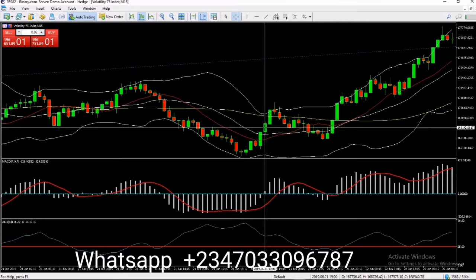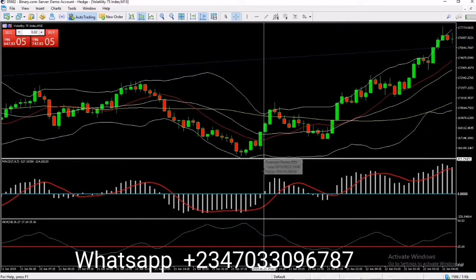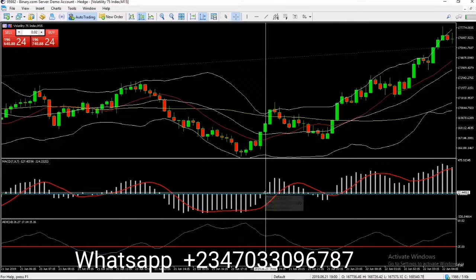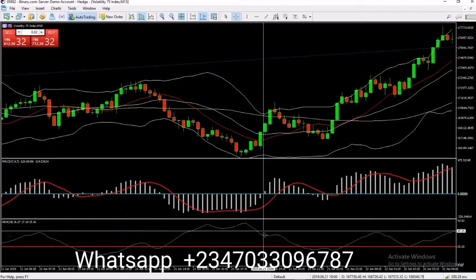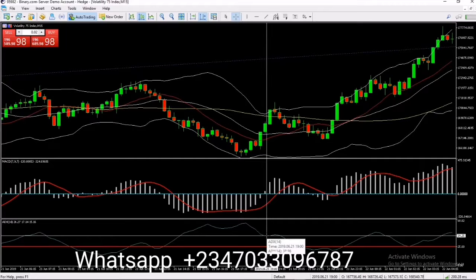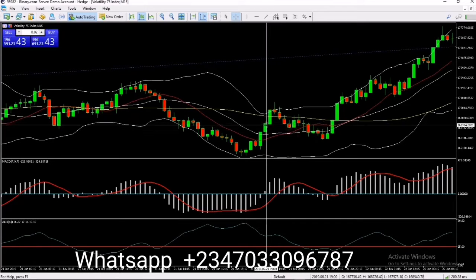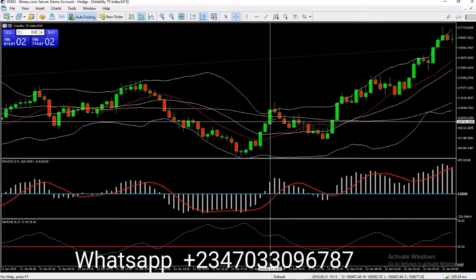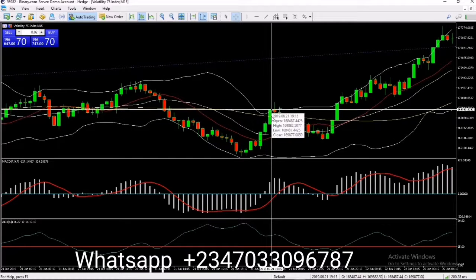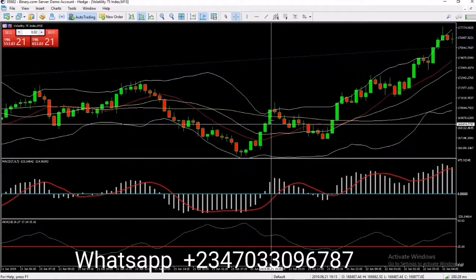Okay, this next candle too closed in a green, and we can see that the MACD2 has started showing an upward line, and also the ADX is still above the red line. So immediately this candle closes, we open the next trade at the beginning of this long candle here, and we would have taken small profits here.